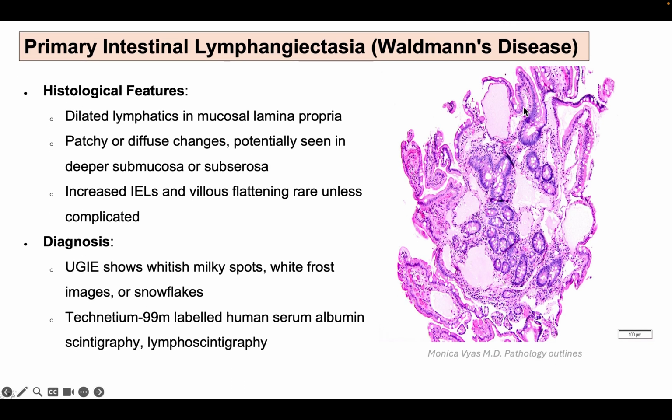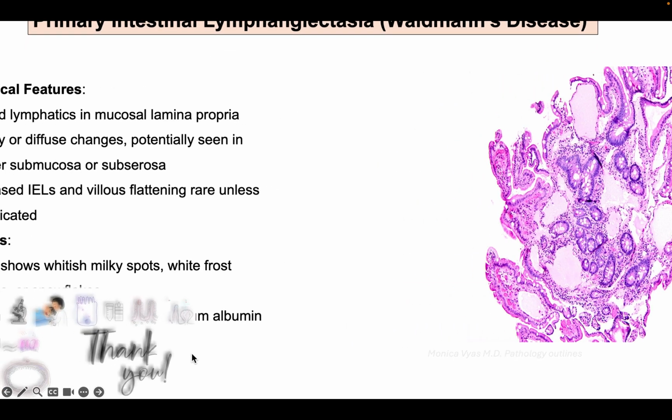Histological findings include dilated lymphatics, which you can see here in the mucosal lamina propria, with patchy or diffuse changes potentially seen in the deeper submucosa or subserosa. Increased intraepithelial lymphocytes and villus flattening are rare unless complicated. The diagnosis should be made on upper GI endoscopy, which shows whitish milky spots, white frost image or snowflakes. Technetium-99m labeled human serum albumin scintigraphy can also help to diagnose this condition.